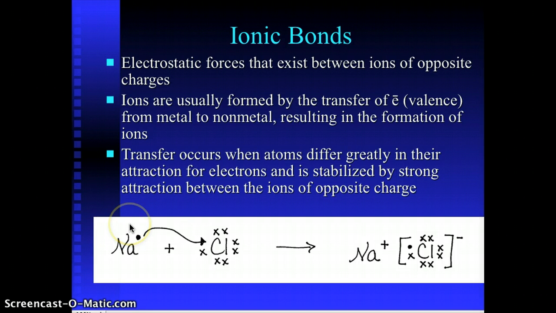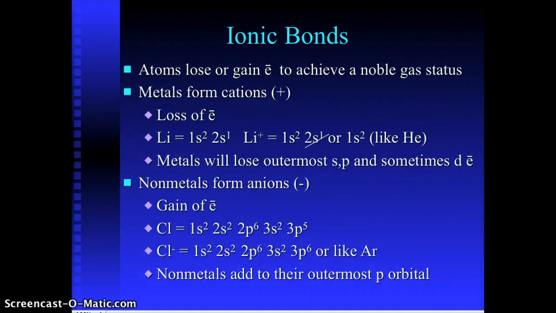If you look at the picture down here, we've got our sodium. The sodium had an electron that was lost or transferred over to the chlorine. Now all of a sudden sodium has become positively charged. Chlorine that gained the electron has now become negatively charged, and the two are attracted. Next slide, a little more on ionic bonds.